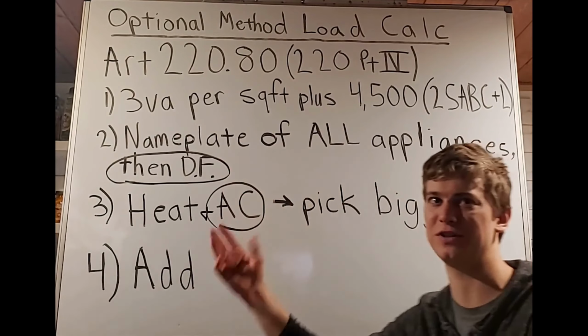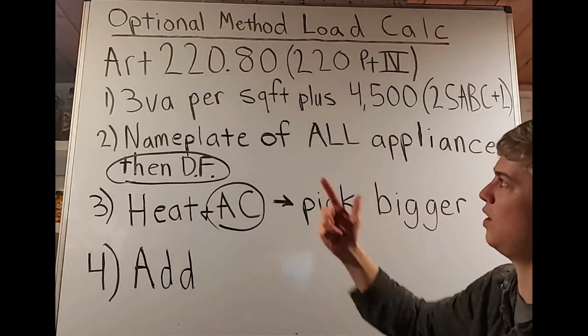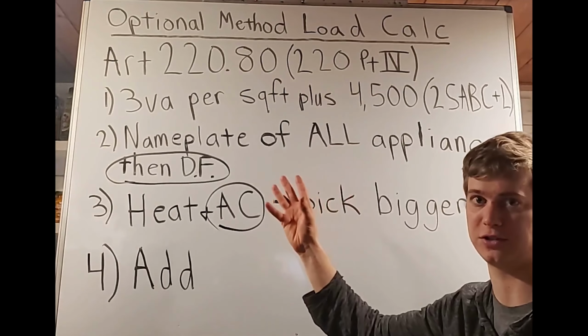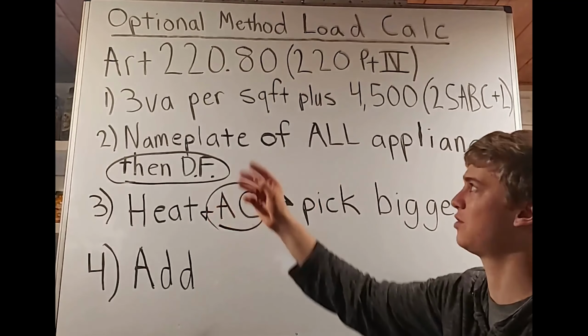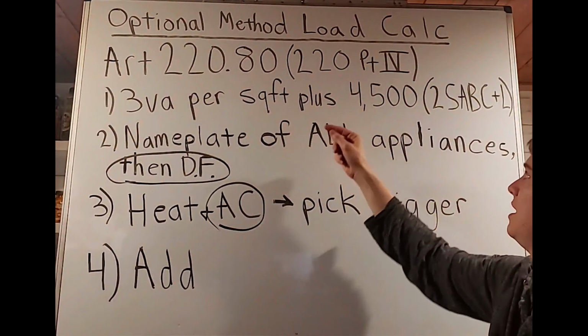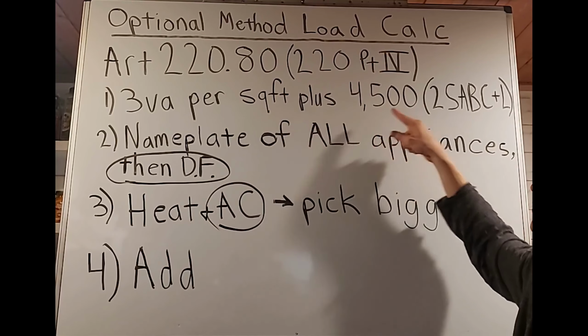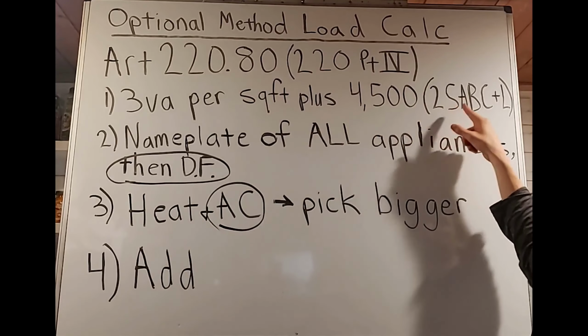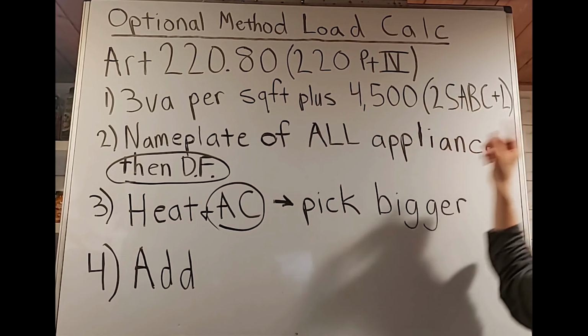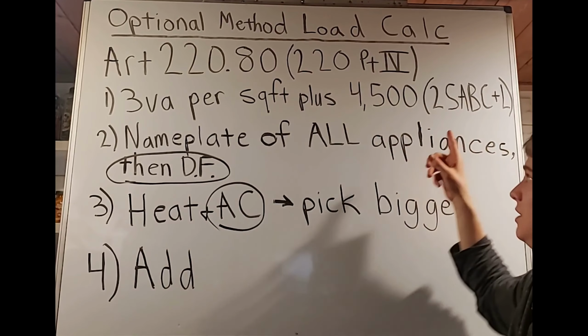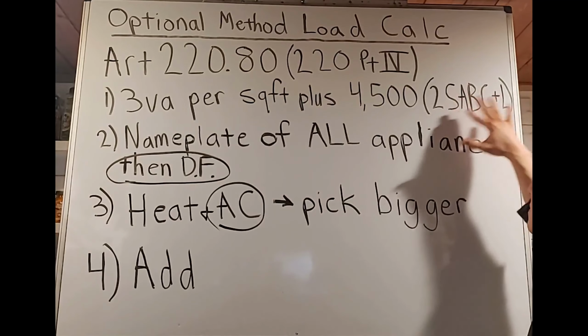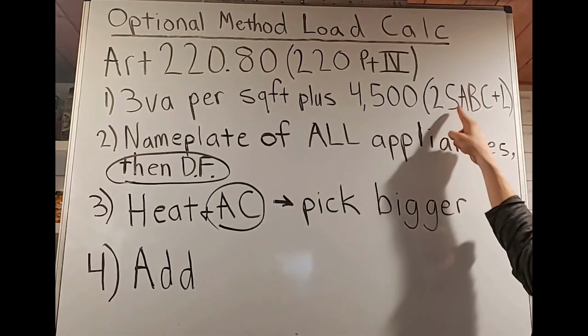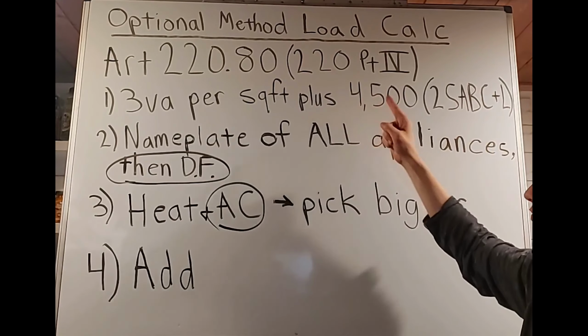Okay, so let's go over these steps. You have number 1, you have your square footage of your house. You're going to times it by 3. Okay, 3 volt amps per square foot. Then you're going to add your 4,500 minimum for your 2 small appliance branch circuits and laundry. Make sure to pay attention if they have more than this minimum, because it's 1,500 per each. That's how we got the 4,500.